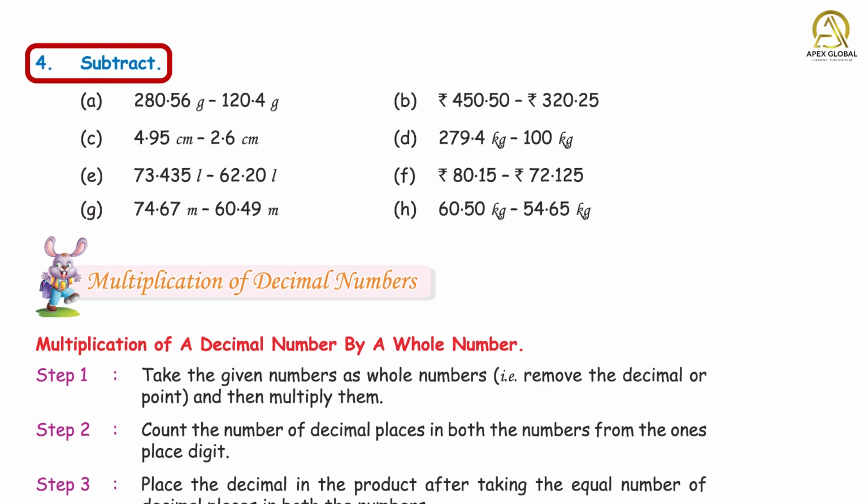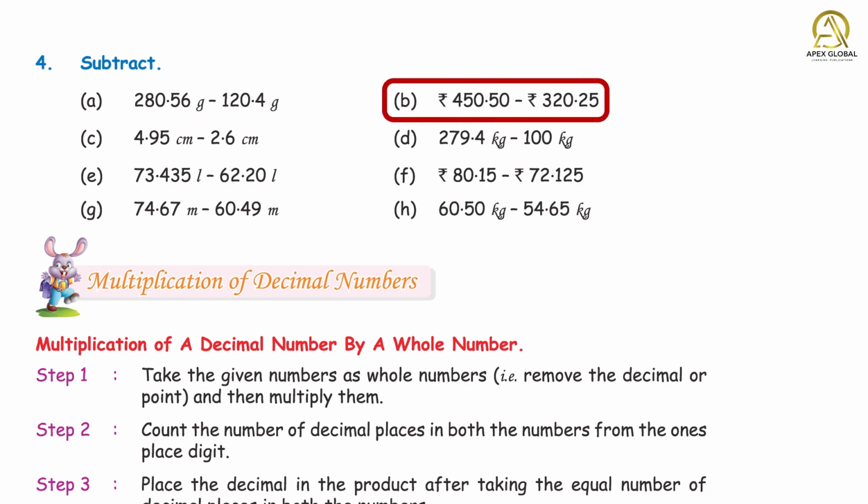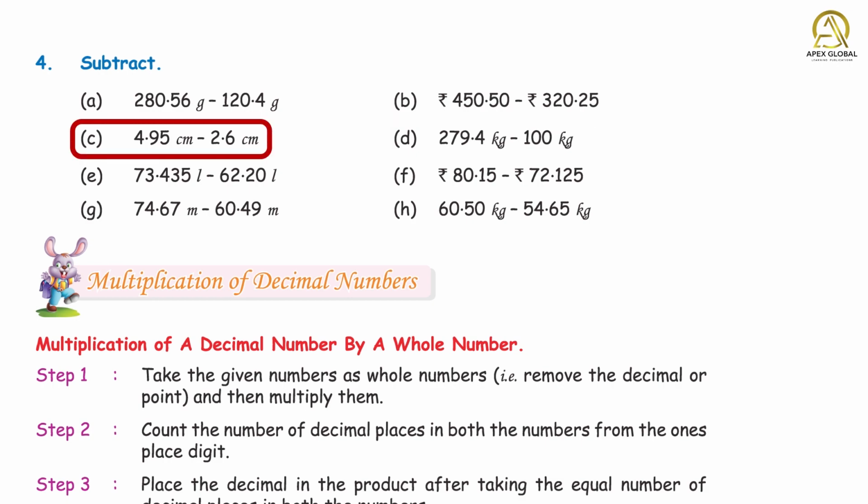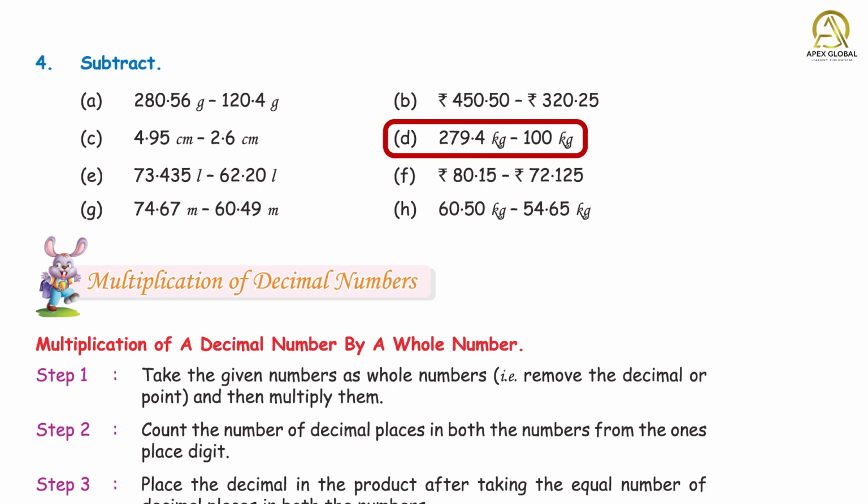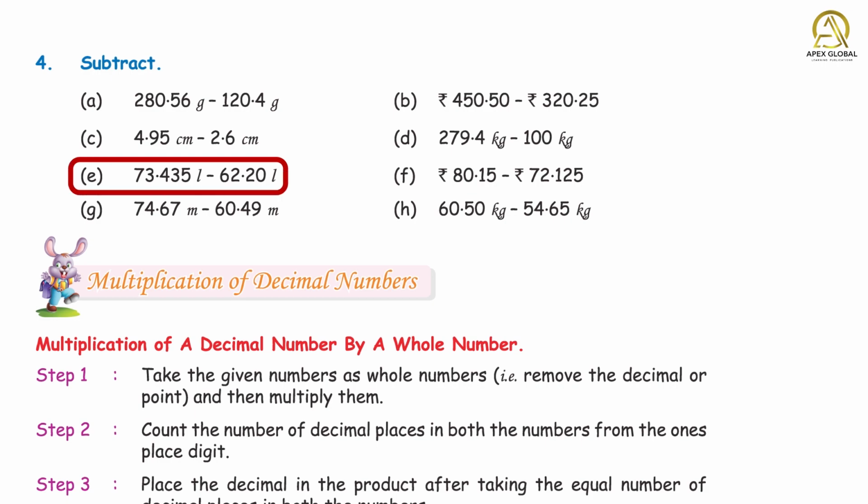Question 4. Subtract. A. 280.56 gram minus 120.4 gram. B. Rupees 450.50 minus rupees 320.25. C. 4.95 centimeter minus 2.6 centimeter. D. 279.4 kg minus 100 kg. E. 73.435 liter minus 62.20 liter.